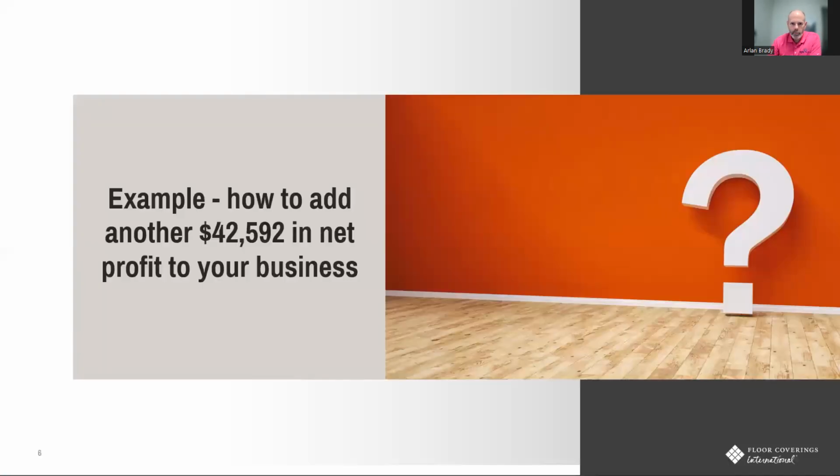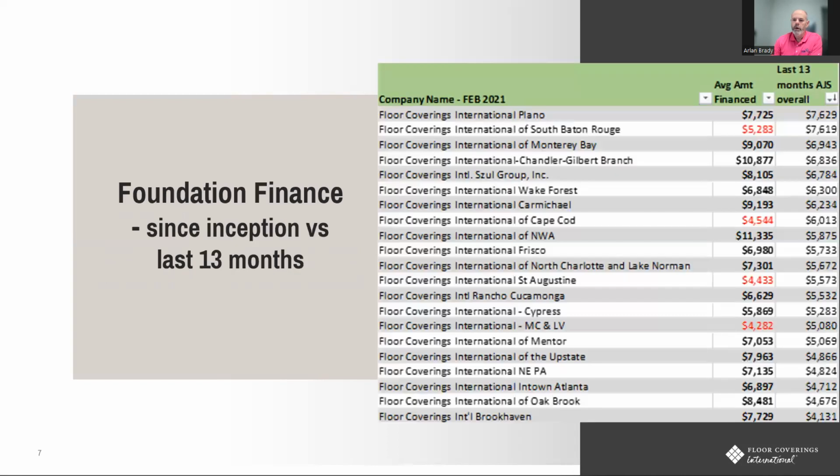So I'm going to work you through an example. Again, this study was done in 2021, so the data is a little bit dated, but it's still a valid conclusion. And I want to show you how you could add $42,592 of profit to your business. We did a study of a bunch of different franchise locations, and these were franchise locations that were specifically using Foundation Finance. What we found was the amount that was financed versus the amount that wasn't financed. And again, we found that there was a bigger average job size.